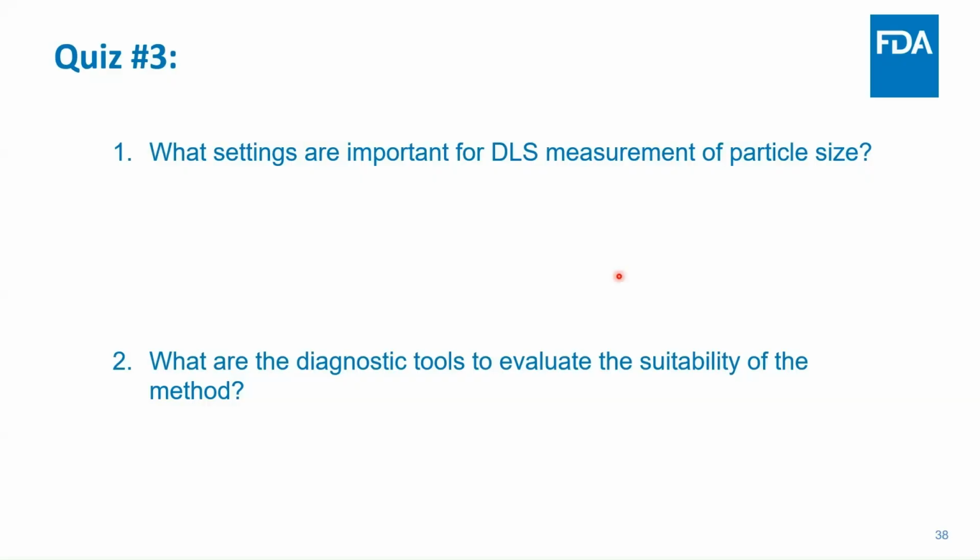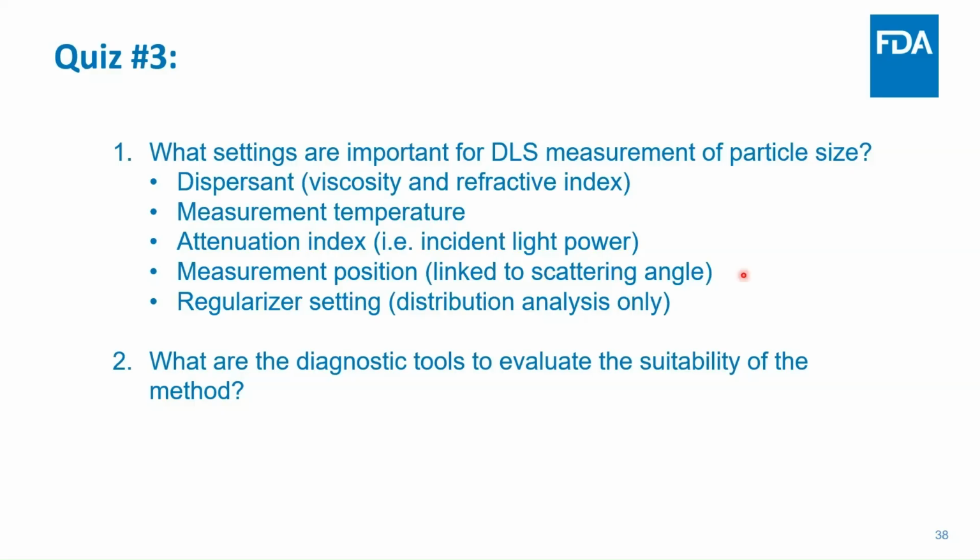Those are important from a sample preparation point of view, the next things being the actual instrument settings. So things like, what's your measurement position? What's the attenuator index, or how much incident light are you giving into the system? And then things like, are you using a cumulant, just a single exponential to model the system, or are you applying the regularization for multiple fitting of the system?